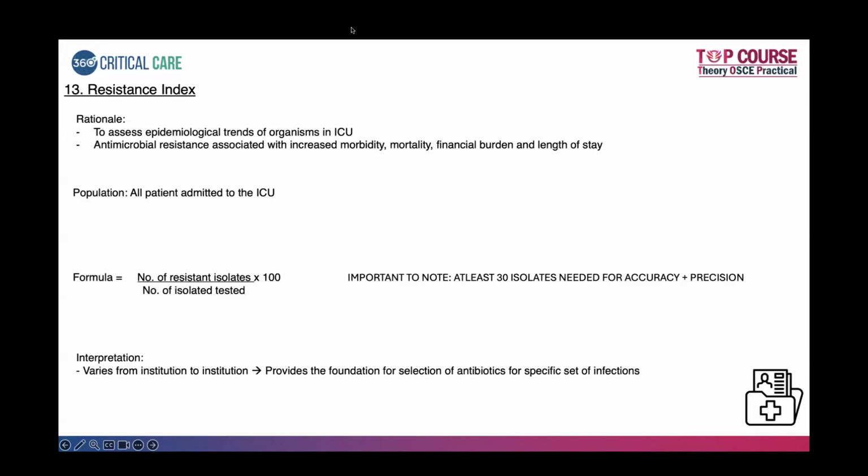This provides the foundation for selection of antibiotics for specific sets of infections. In each hospital, the antibiogram for an organism will vary, so that is considered based on your resistance index.